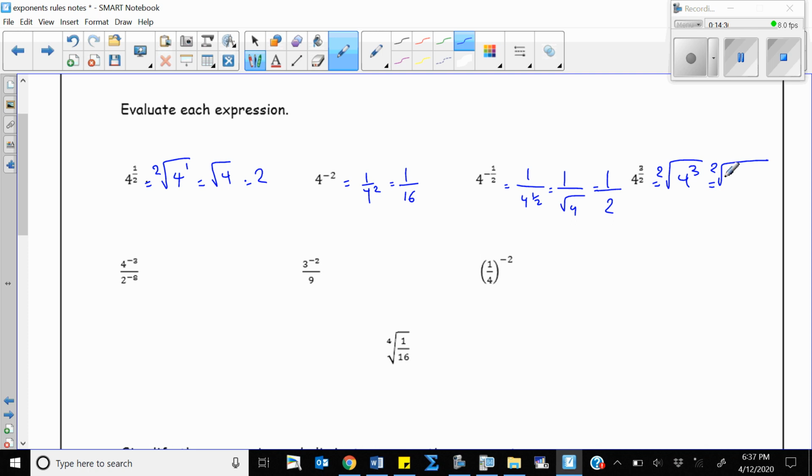4 to the 3 is 4 times 4 times 4. So if I have two 4s here under the radical, which has the base of 2, I can take them out of the radical. So this will be just a 4, like these two 4s will step out as just one 4. And then I will have one 4 left inside. And we know that the second root of 4 is 2. So this is 4 times 2, which is 8.